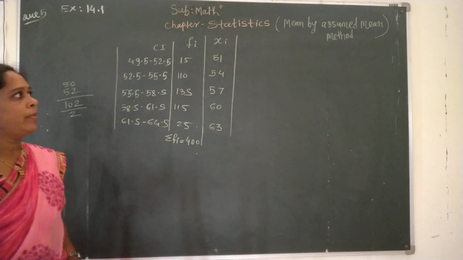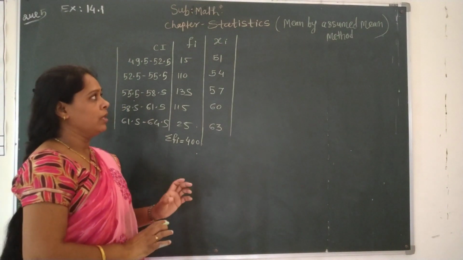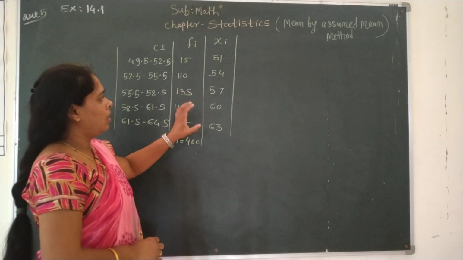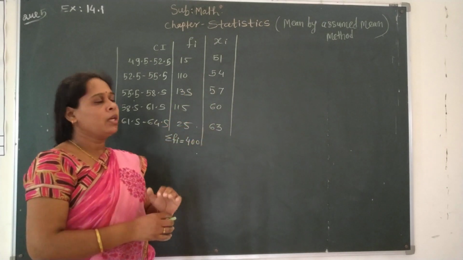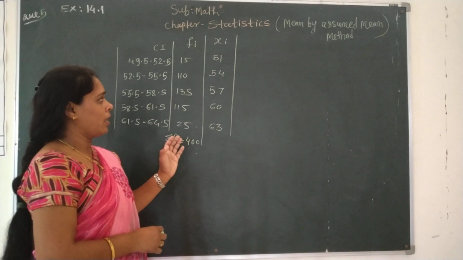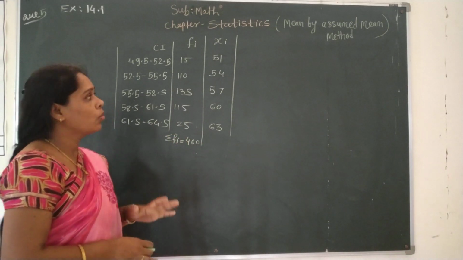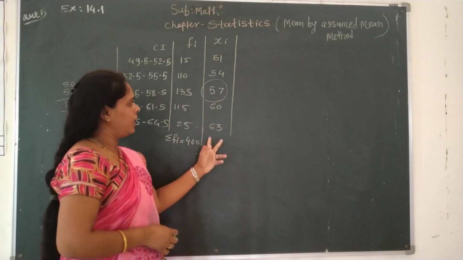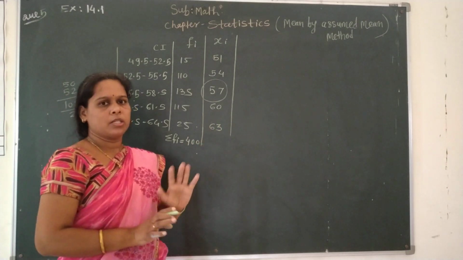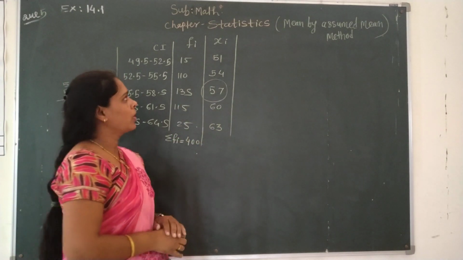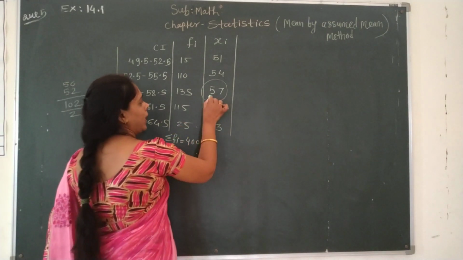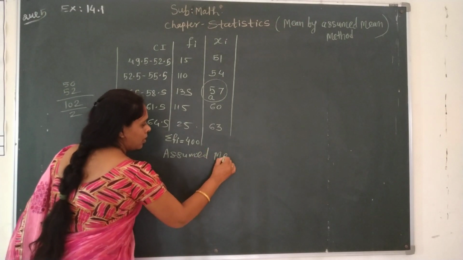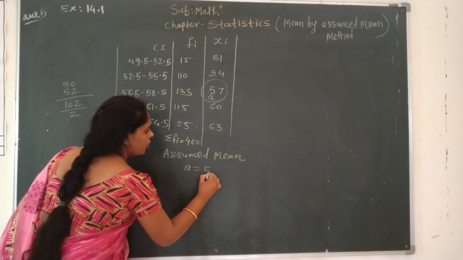Now in the assumed mean method, we have to assume one mean. Any entry from the xi column you can consider as the assumed mean. But if you consider the middle value, it will be convenient for calculations. Your calculation will reduce and you can do your calculations orally also. That's why we consider the middle value. If not possible, you can consider any entry, 51, 54, 60, 63, any one value, but the middle is convenient for calculation. Now it is the value of A, our assumed mean. Assumed mean A is equal to 57.